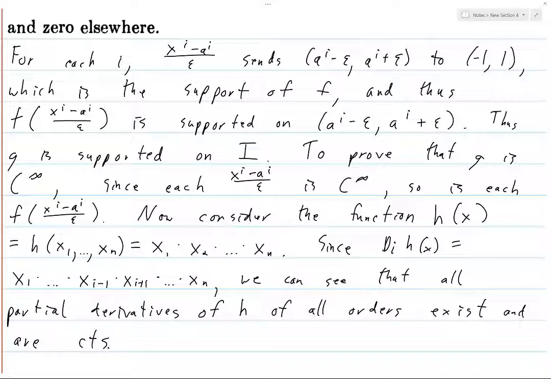But of course, C infinity here, because this is a function whose domain is Rn, you need to be concerned with the partial derivatives. So partial derivatives of h of all orders exist and are continuous, thus the nth order total derivative of h exists.